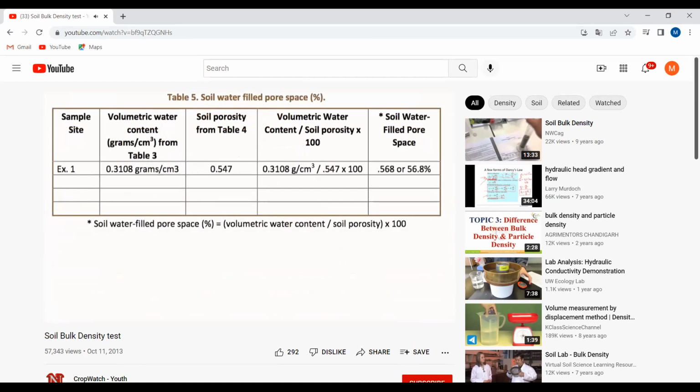Next, we're going to determine soil water filled pore space, taking the volumetric water content that we determined from table 3 and the soil porosity that we determined from table 4, in decimal 0.547 in your example. The volumetric water content is divided by soil porosity times 100 to give us the soil water filled pore space.